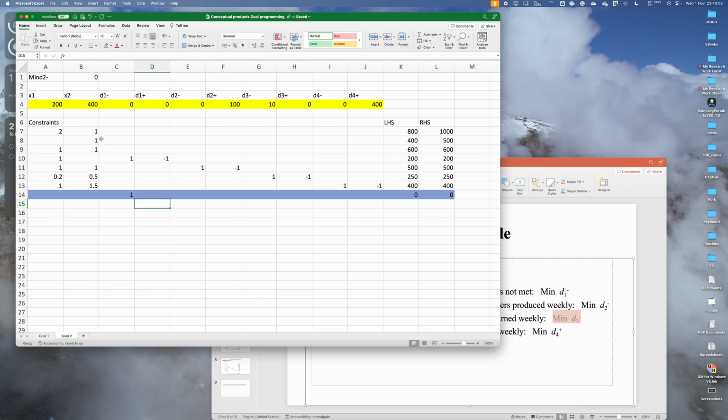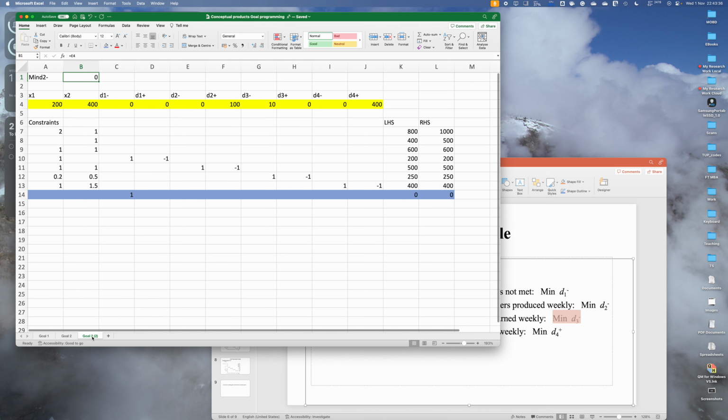Right now if you see here, the solution has not changed because that is the best it can give you. So it has ensured that your previous goal is intact, and this goal which you wanted to minimize, d2 negative, is actually coming out to be 0. It cannot go beyond 0 because it's a deviation variable, right? And this is the best you can do for goal 2, keeping goal 1 in mind. Now let's go for goal 3 here.